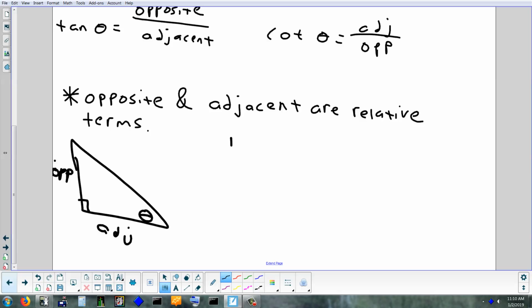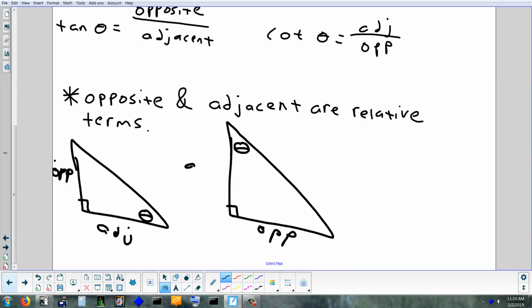Now, if you're looking at the same triangle, but you're going to face a different way, right? You're going to look at everything from the perspective of the angle at the top. Now opposite and adjacent just switched. That's opposite, that's adjacent. Okay? So it all depends on your perspective.